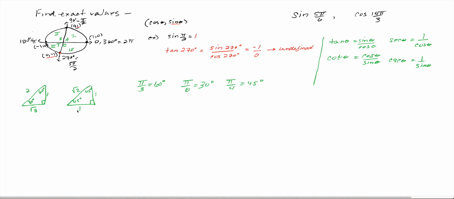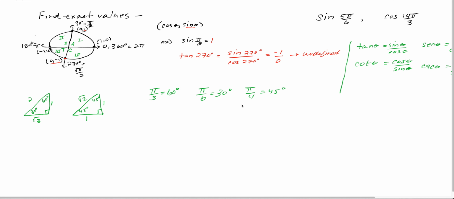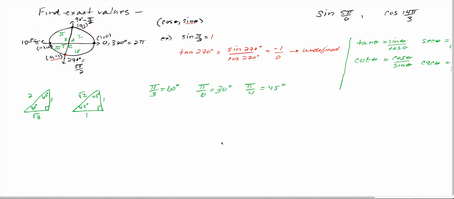Okay, so how do we put this all together? Let's go back to that sine of 5 pi over 6. Let me change colors so we can look at some examples and apply this. Okay, so we're going to find the value for sine of 5 pi over 6. First thing, we can outline a couple of steps here. The first thing we want to do is plot the angle on the xy plane.